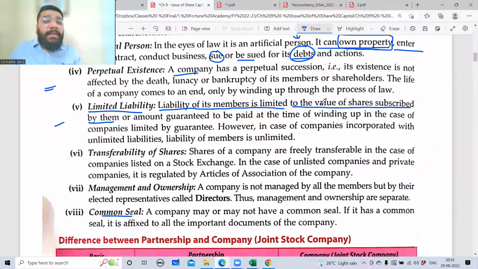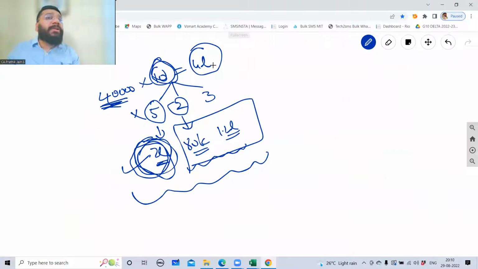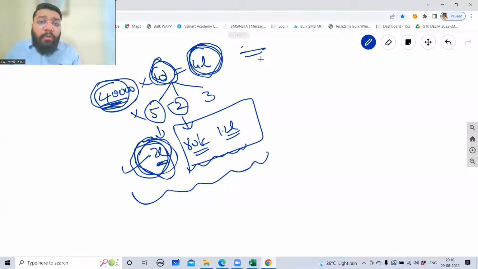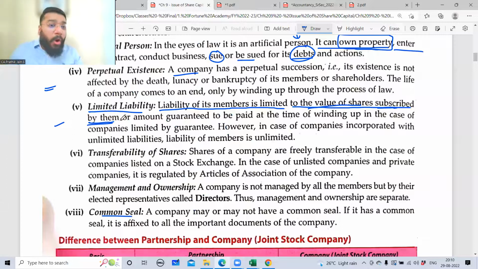Liability of the members is limited to the value of the shares subscribed by them. What is the subscription by Dhiru? Dhiru has subscribed for 4 lakh capital. He subscribed for 40,000 shares. So to the extent of what he has subscribed, that much only he has to pay. Once again, or the amount guaranteed to be paid at the time of winding up.